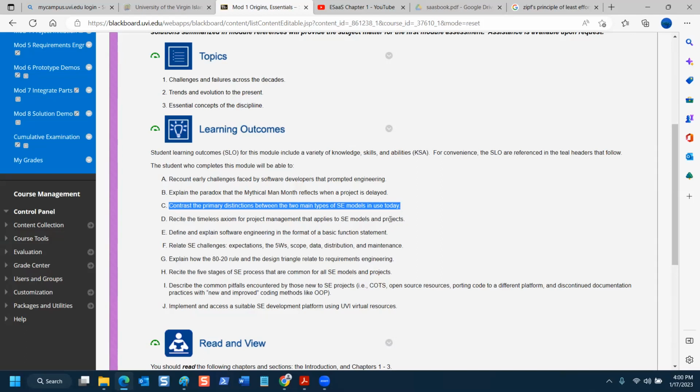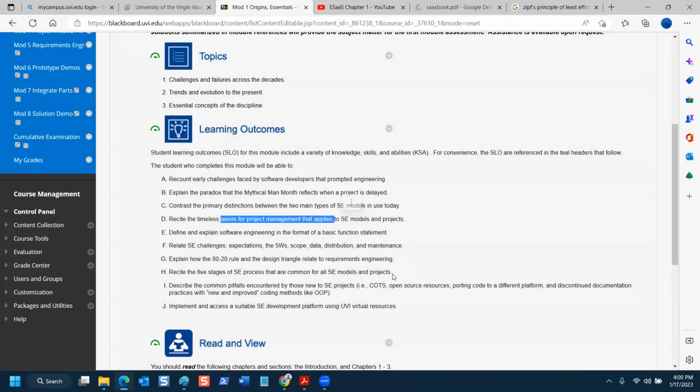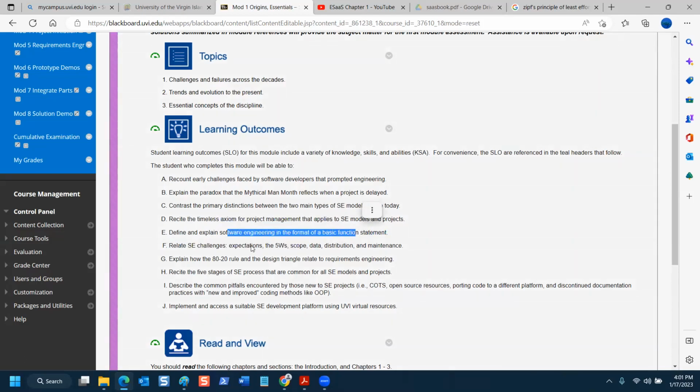Recite the timeless axiom for project management that applies to SE models. That's the, if it's fast and it's good, it won't be cheap. If it's fast and it's cheap, it won't be what? Anybody? Good. Won't be good. It'll get the job done, but it'll be crude, right? Okay. So these things we've already talked about, we've covered most of this here. We'll get into that last part. All right, moving right along.